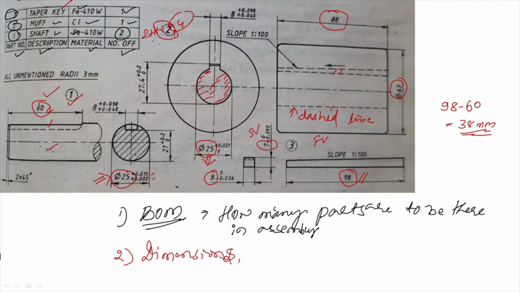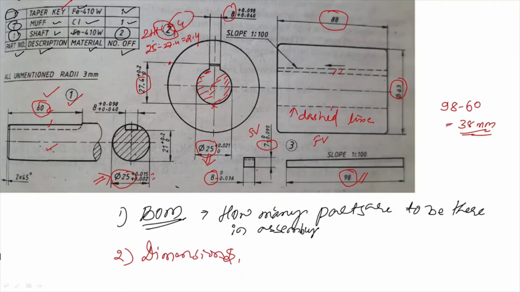Now, what is the key position? The key position is already specified in the muff. You can look out, it is in vertical position. So the width is here, it is 8 mm. Now, with respect to the bottom quadrant point, the overall height of the top surface of the key is 27.4 mm. Now the difference you are going to get is 27.4 minus 25, nearly 2.4 mm.